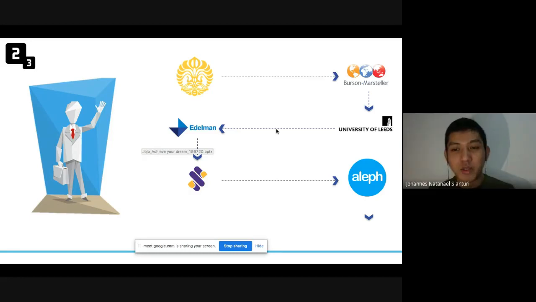And then I moved to Aleph. Aleph is a digital marketing consultancy, and now I'm at CD Bank Indonesia, working in customer experience. So basically, I have a lot to tell you guys about how storytelling can play a part in your life. That's one of the examples that I told you when I was interviewed to get into the LPDP scholarship.